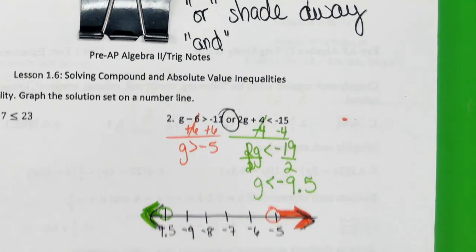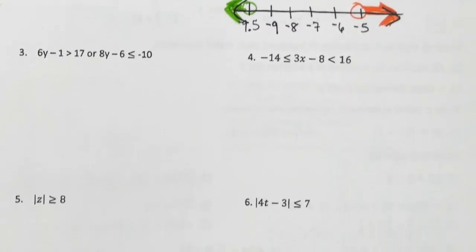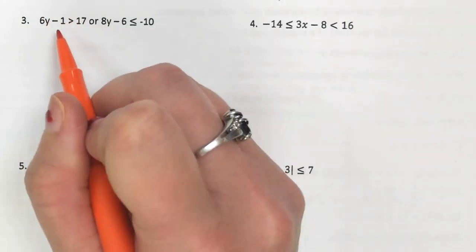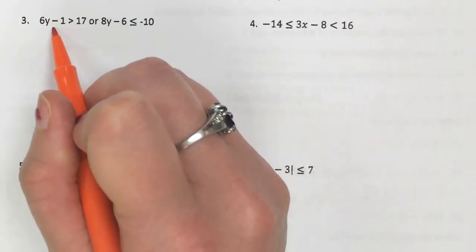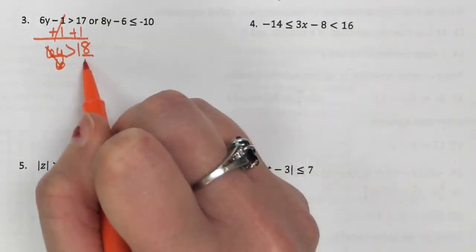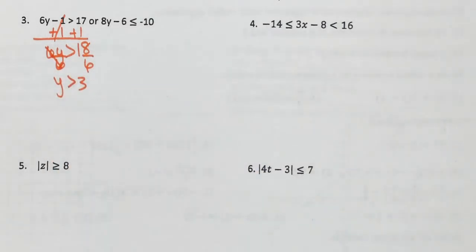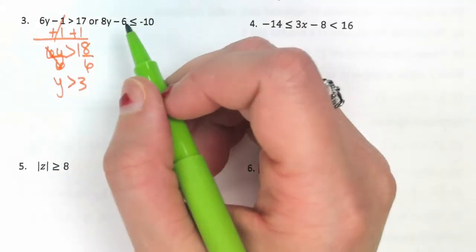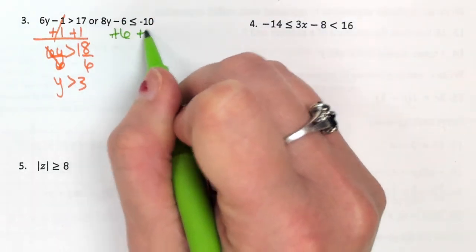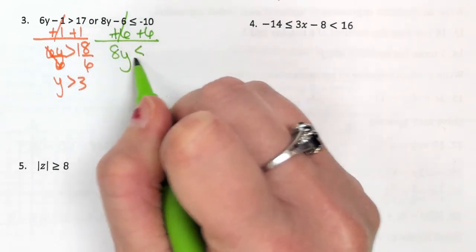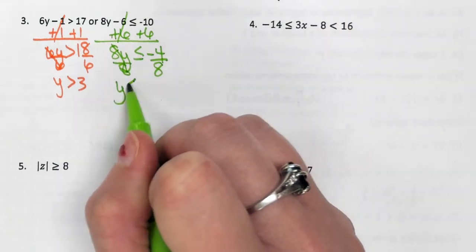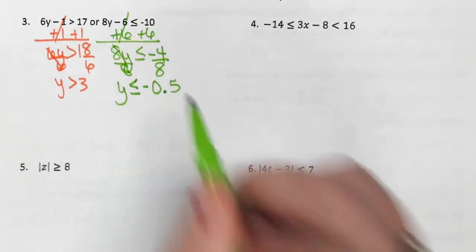All right, so let's look at number 3. They're separated by the word what? Or. So what do I do first to solve this side? Add the 1. Very good. So that's 18. Divide. And you get 3. All right, what about this one? Negative 4, divide by positive 8. You only flip the sign if you divide by negative. And that should be negative 0.5.